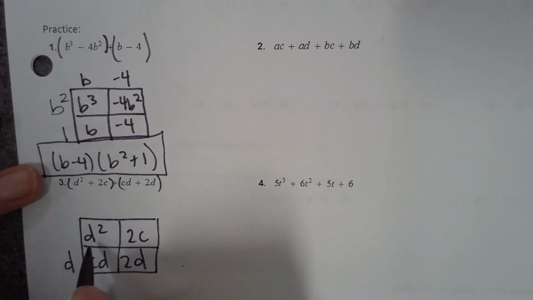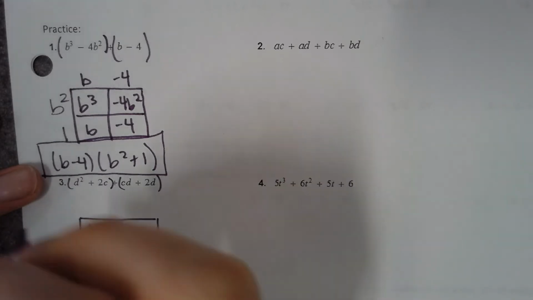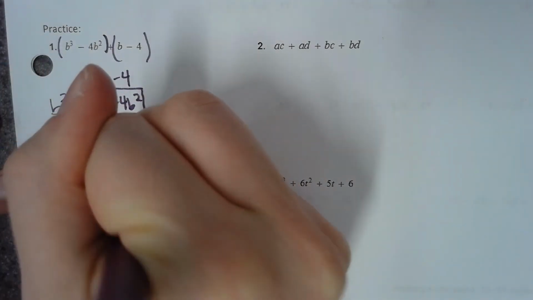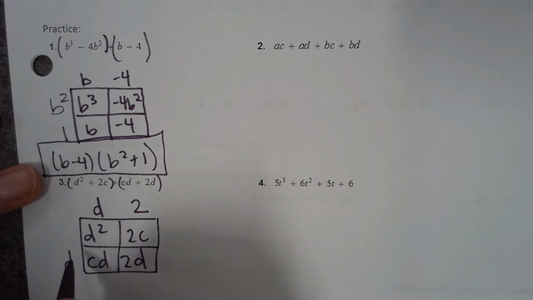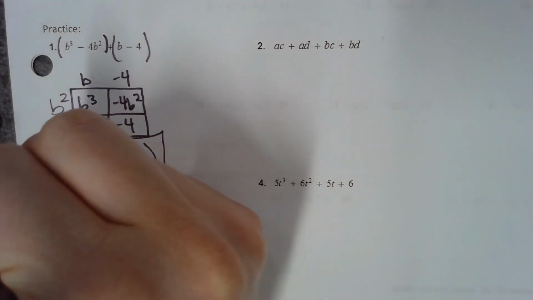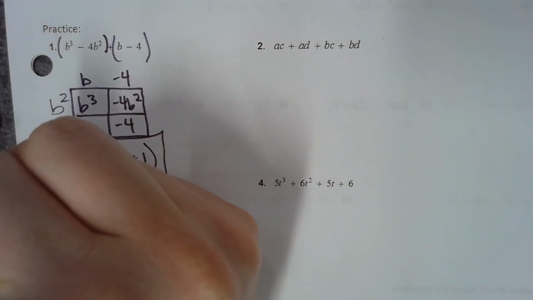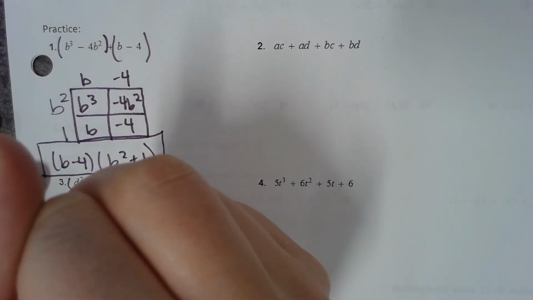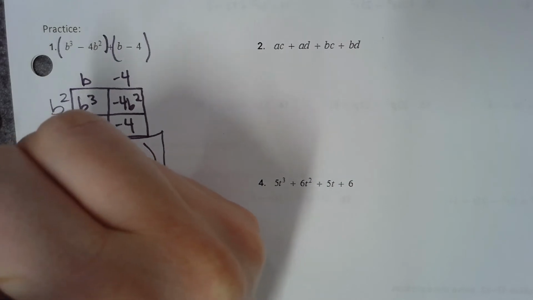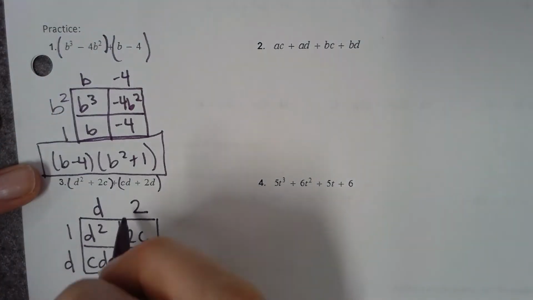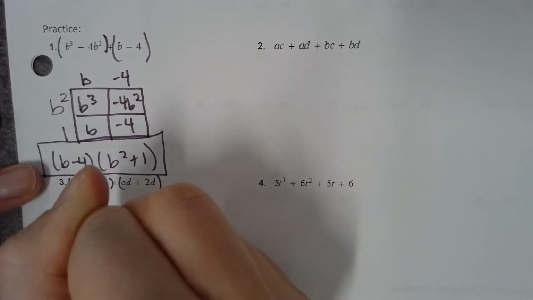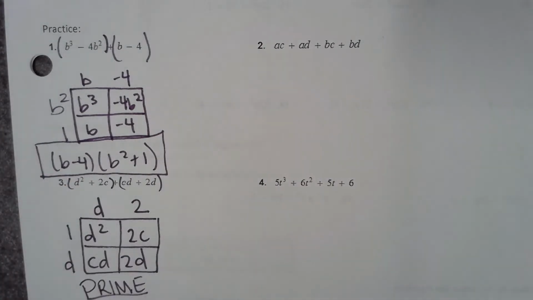And our greatest common factor here is also d. Greatest common factor here is 2. What times d gives me d squared? Let's see if this works. Greatest common factor here is just 1, but that doesn't work. So this is prime. Okay.